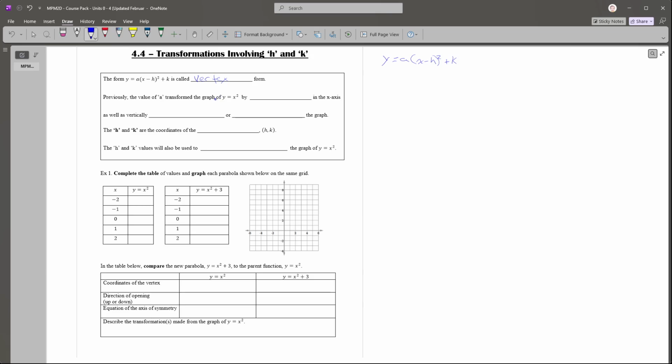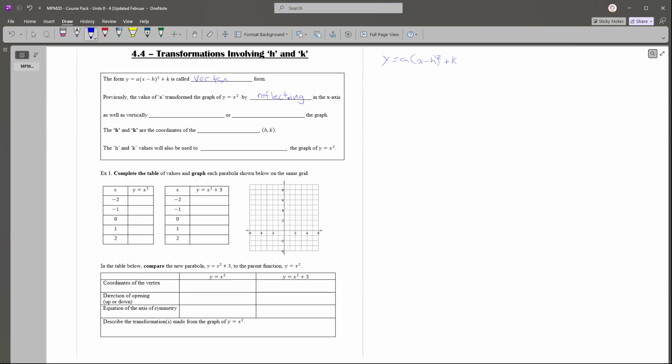So what did the a value do? Well, the a value told us two things. The first thing it told us was if it was a negative value, it would reflect the entire parent relation in the x-axis. So if a was negative, then it would reflect the entire relation in the x-axis. As it says here, previously the value a transformed the graph y is equal to x squared by reflecting in the x-axis. But again, only if a was negative.